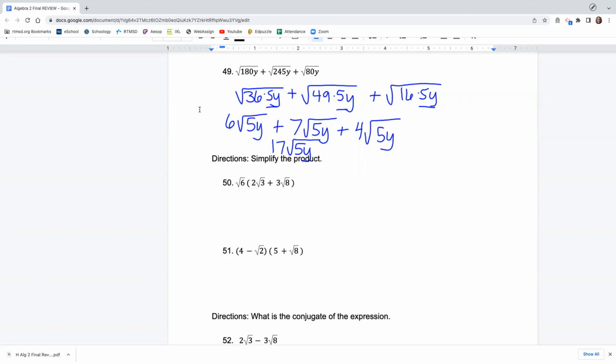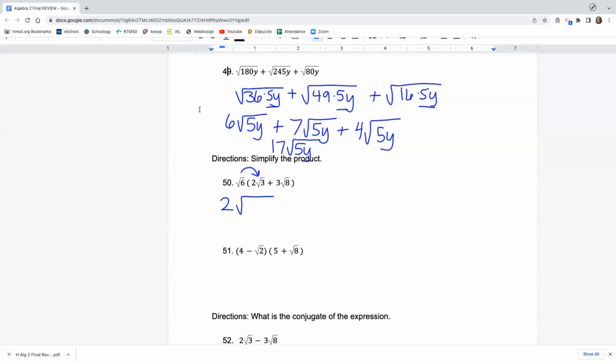For 50, we're multiplying radicals. You're allowed to multiply anything times whatever else. For adding, they have to be the same type on the inside, but for multiplication, you just have to remember when you're multiplying the square root of 6 times 2 square root of 3, you just multiply the square root of 6 times the square root of 3. You multiply the radicals, you multiply coefficient numbers separately.